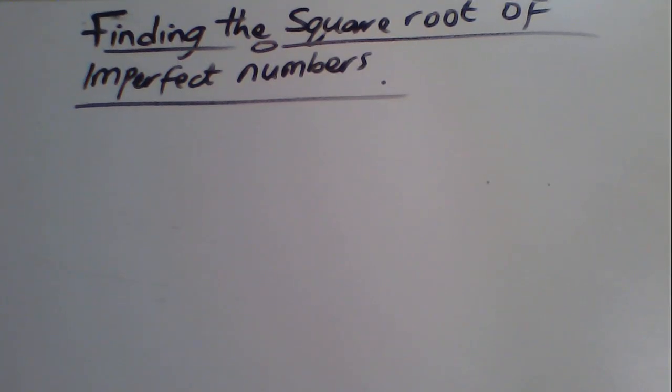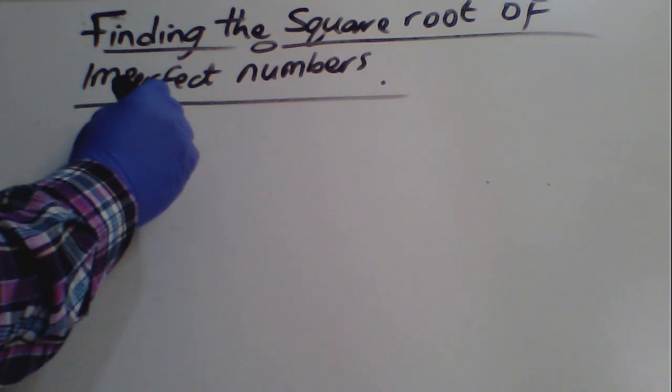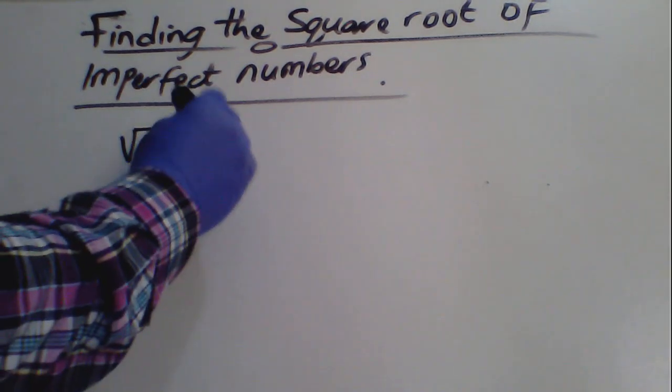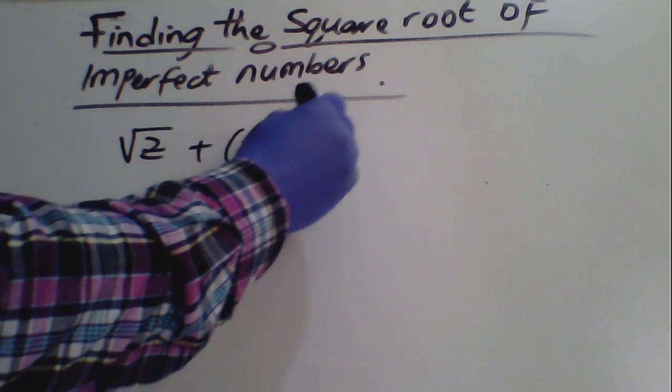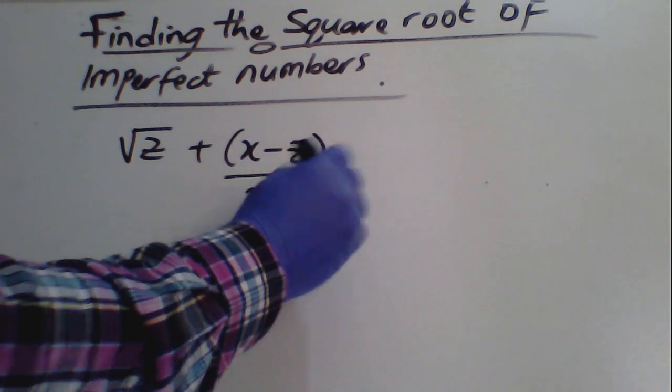Alright, good day student. What we have today is finding the square root of imperfect numbers. So how do we find the square root of imperfect numbers? We will use the formula of this type: the square root of z plus in bracket x minus z, divided by 2 square root of z.